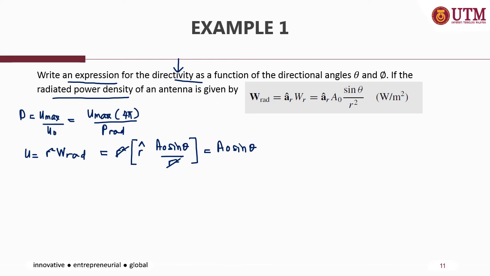So from U, we can determine the U max. So U max equal to A naught sine theta, in which the maximum radiation happens at theta equal to 90 degrees, because sine theta equal to sine 90 degrees equal to 1. So in this case, it is equal to A naught sine 90 degrees equal to A naught. Okay, next we need to determine what is U naught from P rad.